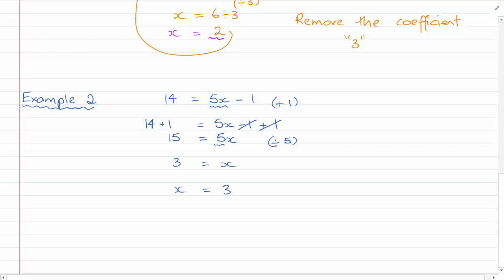So again here I have started with 5x minus 1 equals 14. I've kept the x on the side that keeps it positive, and I've worked through that process of getting the x term by itself and then removing the coefficient to get the value of x.